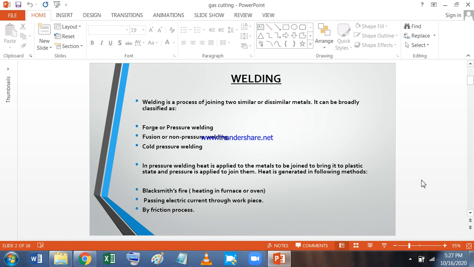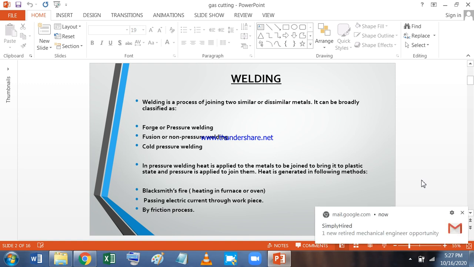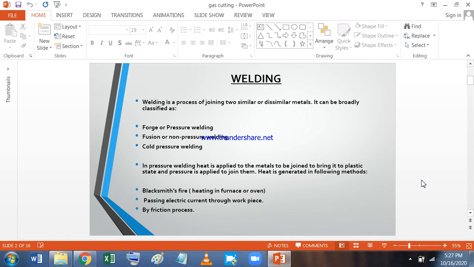In pressure welding, heat is applied to the metals to be joined to bring them to a plastic state, and pressure is applied to join them. Heat is generated in the following methods. This is actually briefly describing the forging process: blacksmith's fire, that means heating in furnace or oven, passing electric current through the workpiece, or by friction process.